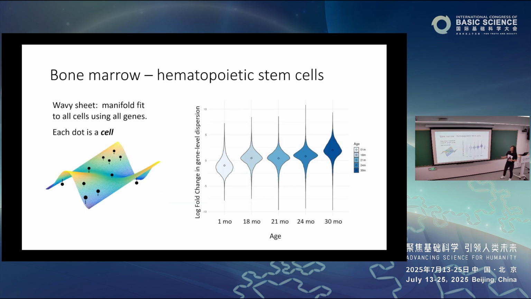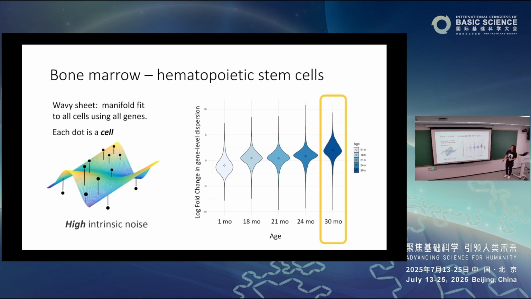But then when you computed the gene level dispersion, which is what the aging clock that we developed uses, you see that indeed it increases monotonically with age. Okay, so that was a validation that this dispersion, this entropy-based clock, is a measurement of cellular aging. So there's low intrinsic noise for young mice and high intrinsic noise for old mice.